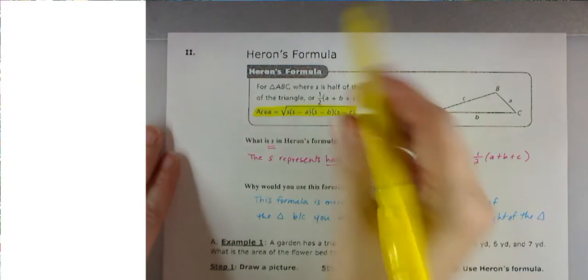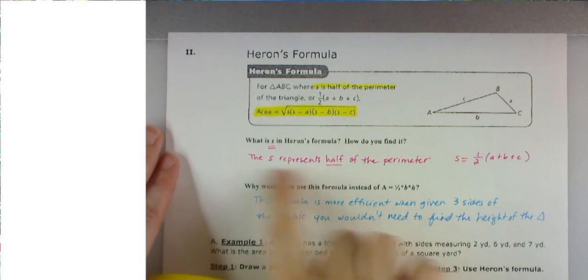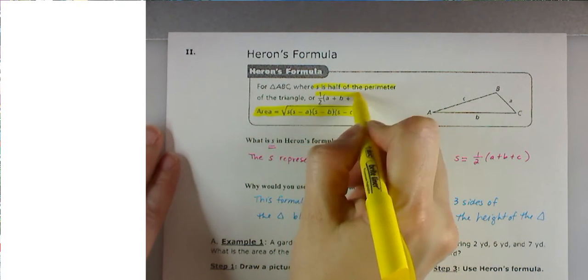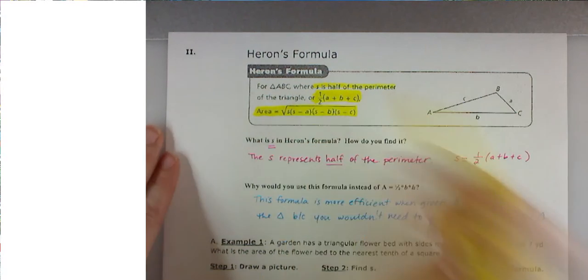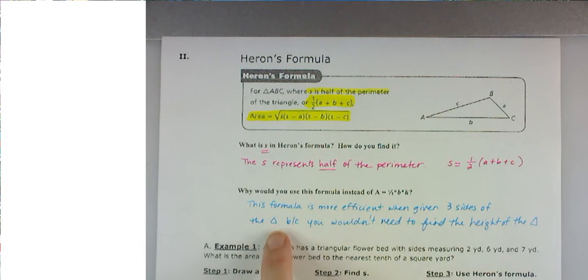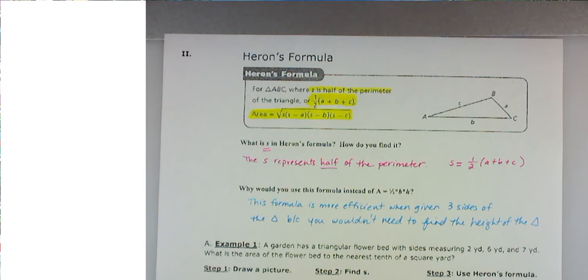It tells you here that s is half of the perimeter. To find it, you would do 1/2 multiplied by (a plus b plus c), which is your perimeter. The reason why you would want to use Heron's formula to find the area is if you are given 3 sides of the triangle, because that way you wouldn't need to calculate the height. So you wouldn't need to find the height of the triangle.